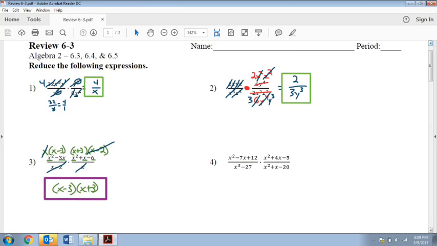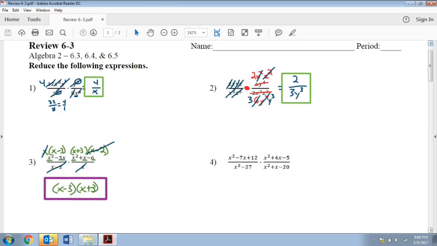All right, go ahead and try number 4 on your own. Pause the video, try number 4. And without further ado, here we go. We'll start off by factoring. Can't divide anything out of anything, really. These are all 1s out front, so I can't divide anything out of all 4 of those.